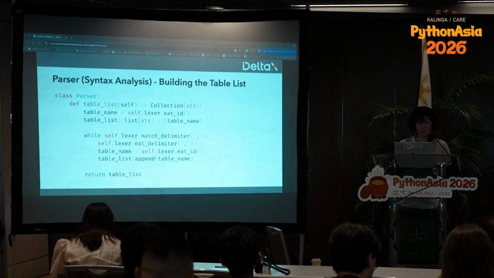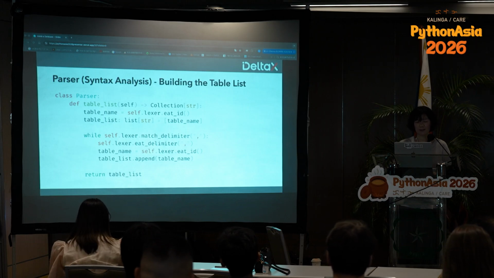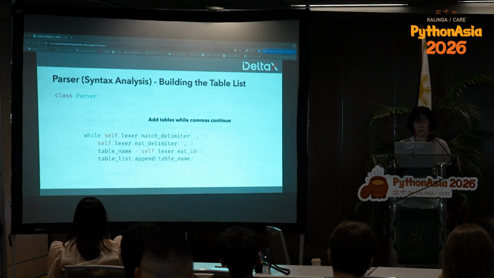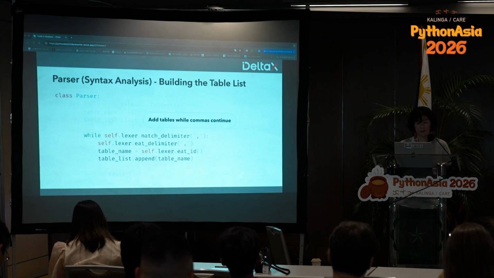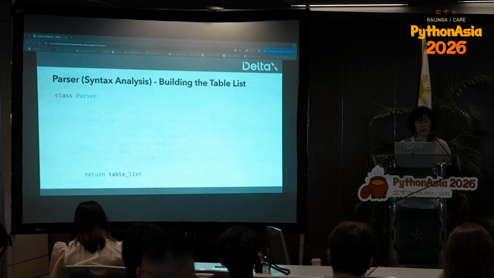This is the table list method. You've already seen this pattern with select list. Table list does the same thing. Loop through commas and collect each table name, and return them as a list.